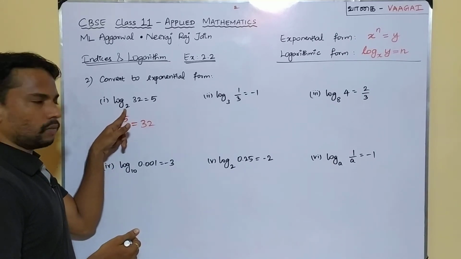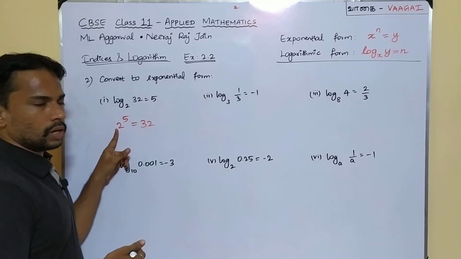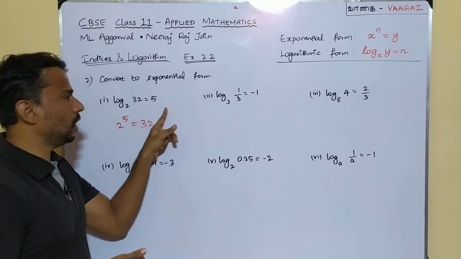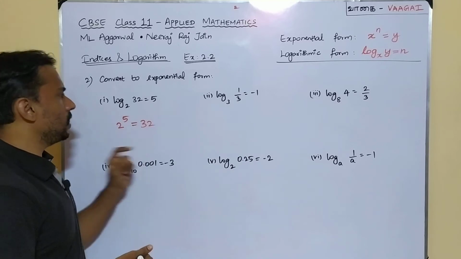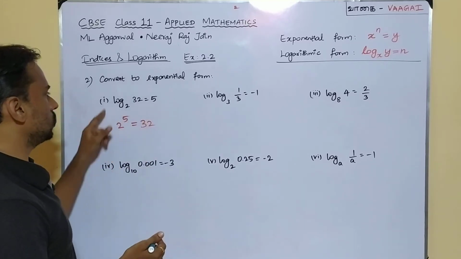The base number, whatever you have, you just write it here. That becomes the base of the exponent. So 2 raised to the logarithmic value we got here. The answer 5 comes here as the power, which will be equal to this 32. So this is going to be the exponential form of the given question.